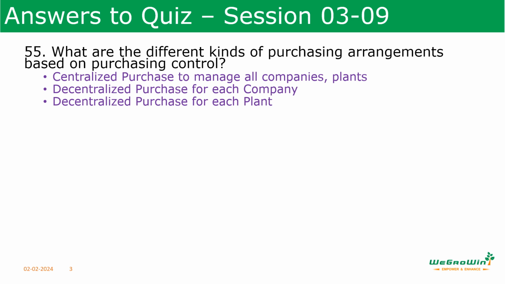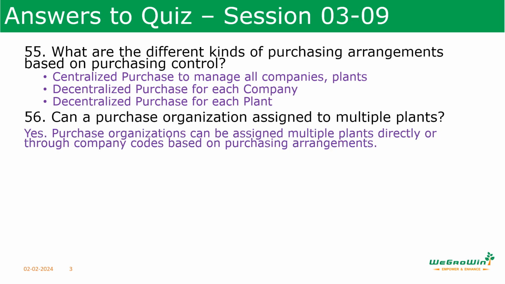What are the different kinds of purchasing arrangements based on purchasing control? The purchasing may be based on a centralized purchase, that is managing all companies and plants, or decentralized purchase for each company, or decentralized purchase at each plant level.